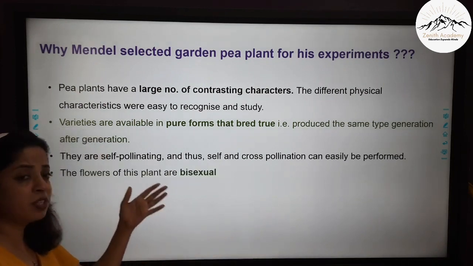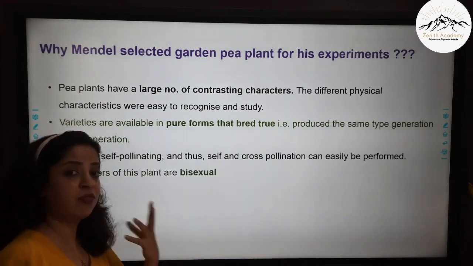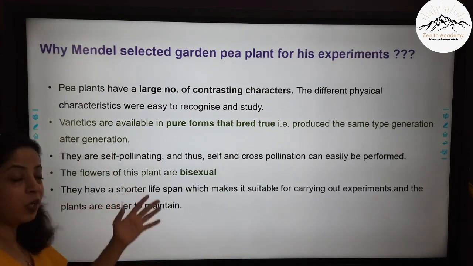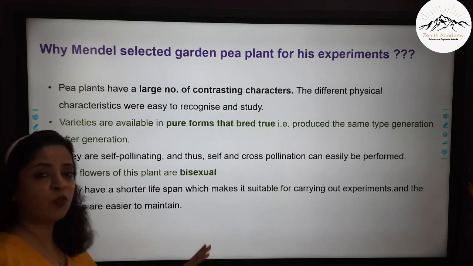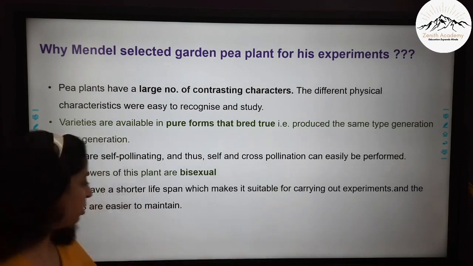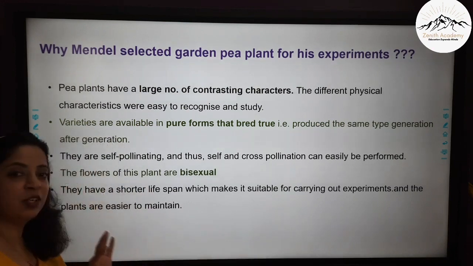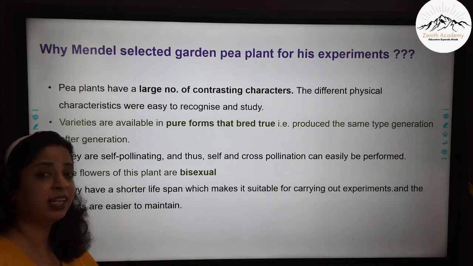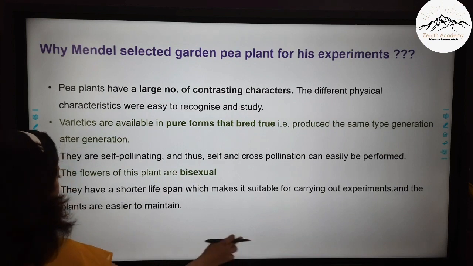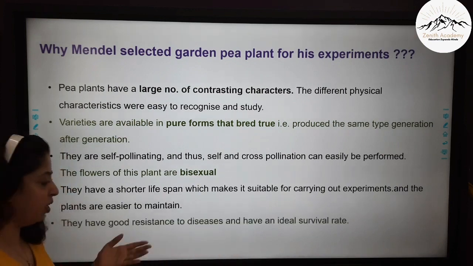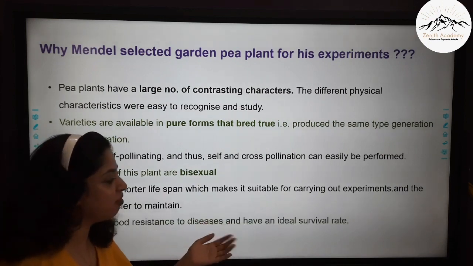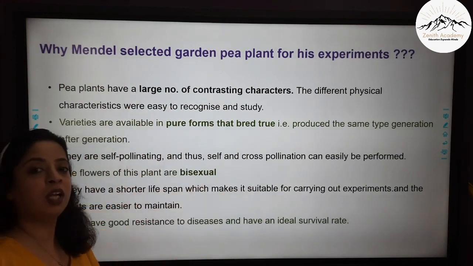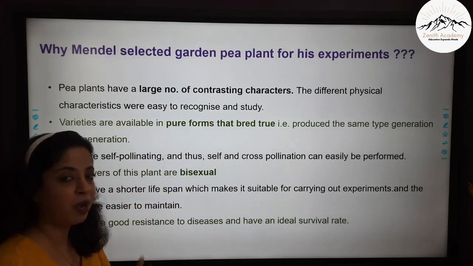Then the flowers of this plant are bisexual. It has female as well as male parts, so bisexual. They have a shorter lifespan, which makes it very suitable for carrying out the experiments, and the plants are easier to maintain because it lives for a shorter period of time. It is easy to maintain and easy to conduct experiments. Also, they have a very good resistance to disease and they have an ideal survival rate. So these are the characteristics of a pea plant which make it ideal for Mendel's experiment.